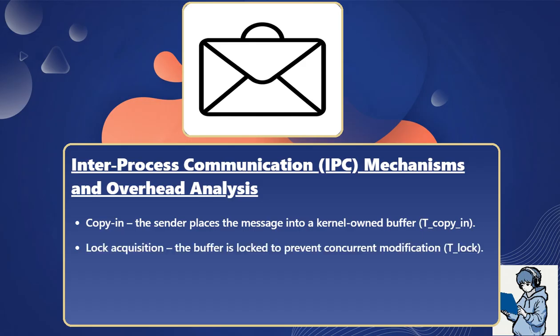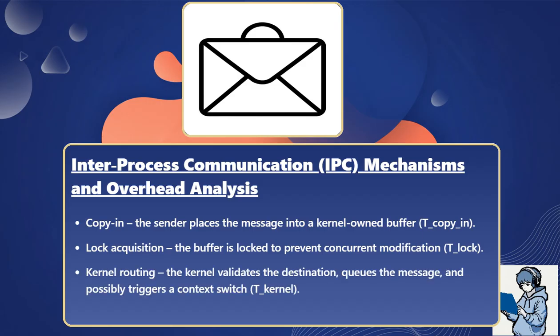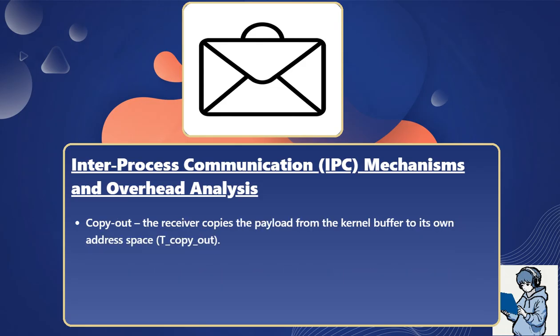Lock acquisition: the buffer is locked to prevent concurrent modification, T lock. Kernel routing: the kernel validates the destination, queues the message, and possibly triggers a context switch, T kernel. Unlock: the buffer lock is released, T unlock. Copy out: the receiver copies the payload from the kernel buffer to its own address space, T copy out.